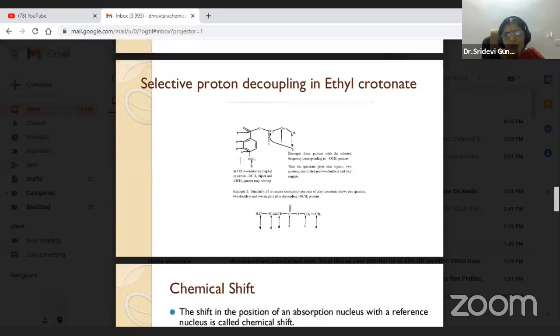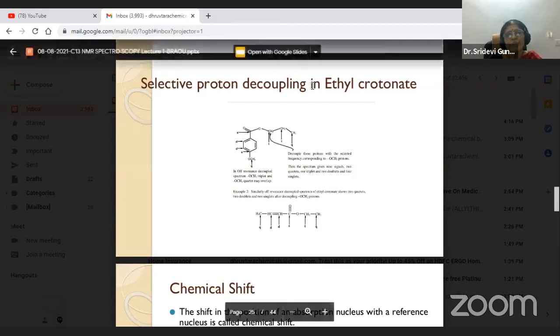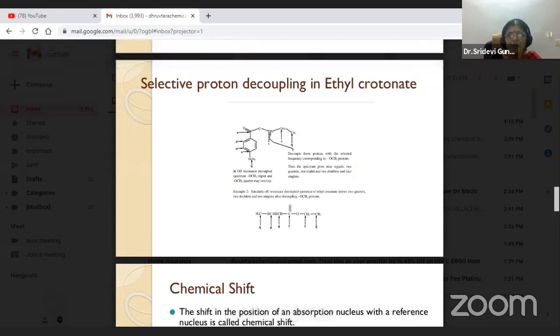Here you see one OCH3, which is a quartet, and this OCH2, which will be a triplet. Since this CH3 is attached to oxygen and this CH2 is also attached to oxygen, they will be closely spaced and there may be overlap. So this quartet and this triplet may overlap. How do we know which signal corresponds to which carbon? By way of selective proton decoupling. Suppose you take this CH2 proton frequency and doubly irradiate it.